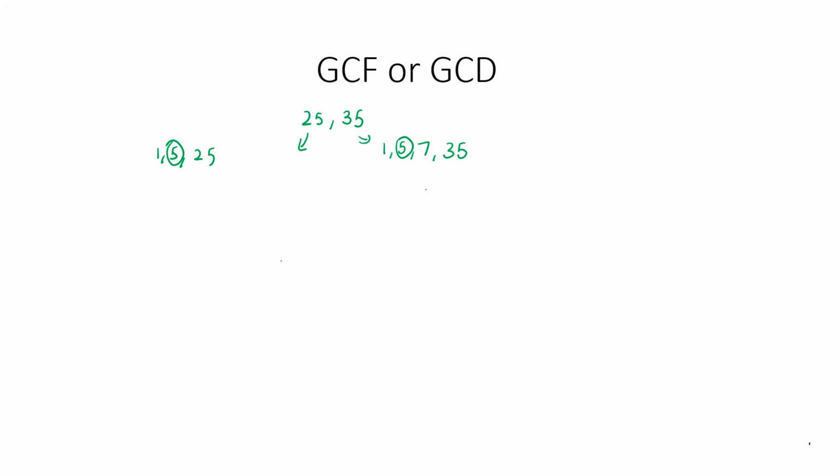But let's try this out with our shortcut. So if I write 25 and 35 in this table form, I can divide both by 5. And so that's what I'm going to do. I get 5 and 7. But I can't move on because there is no common factor between 5 and 7 besides 1. And so 5 is the greatest common factor.